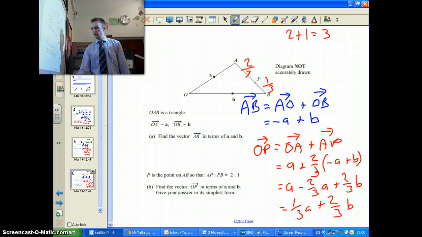Okay. I hope that's made some sense. If not, then what I'll do is have a look on My Maths. There's some good stuff on vectors there, vectors 1 and vectors 2, and just go through it.